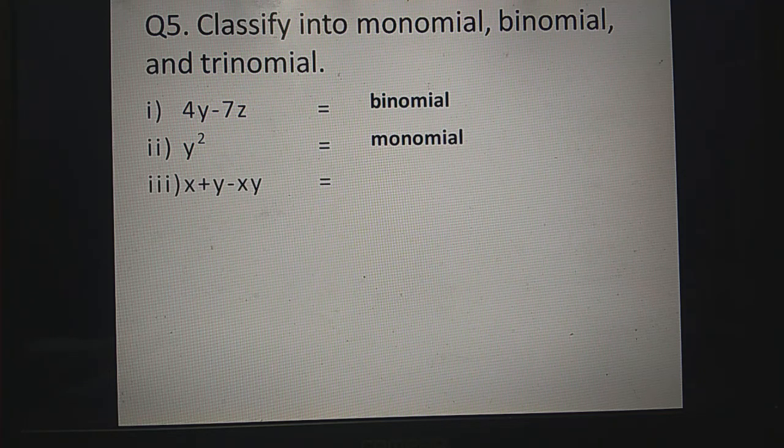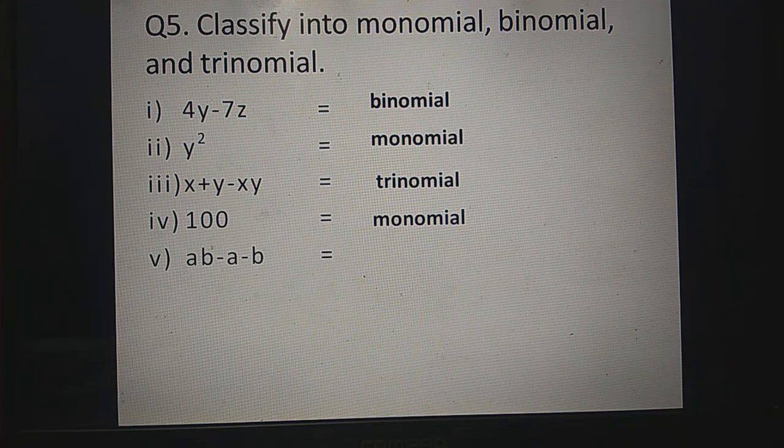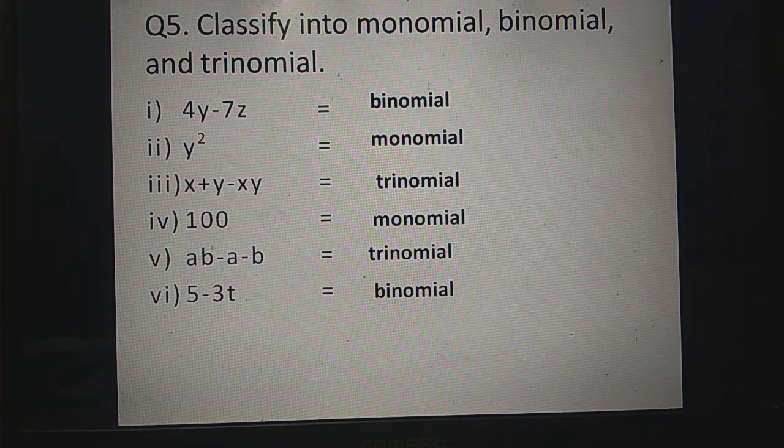Now, how many terms are there? 3. So it's trinomial. Next, how many terms are there? Only one number is there. It means it's monomial. Next, how many terms are there? It's 3. So you will get trinomial.